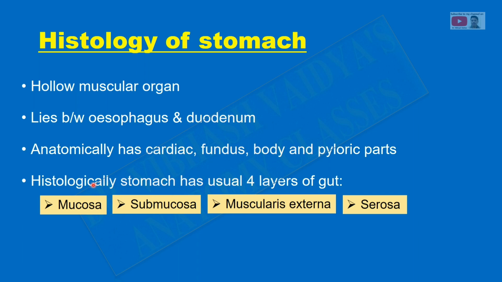That is, most inside it has a mucosa. After the mucosa, it has a submucosa, muscularis externa and the serosa. So students, in our coming slides, we are going to discuss the histological structure of these different layers of the gut, that is mucosa, submucosa, muscularis externa and the serosa.